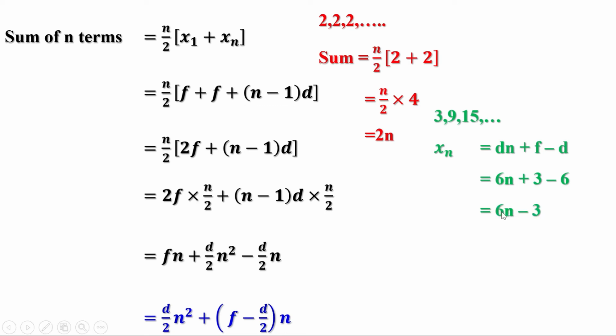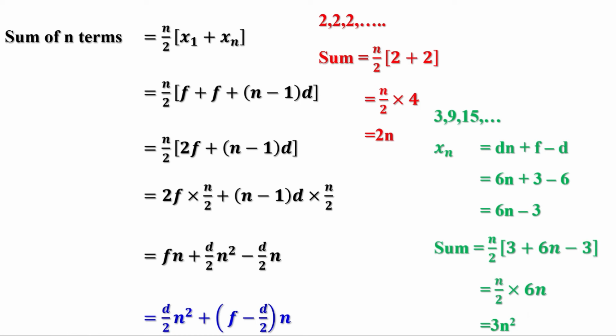That is 6n minus 3. Now sum is n by 2 into first term 3 plus 6n minus 3. 3 minus 3 is 0. So we can write it as n by 2 into 6n. 3 2s are 6. So we get n into 3n, or that is equal to 3n square. So here it has only term containing n square.